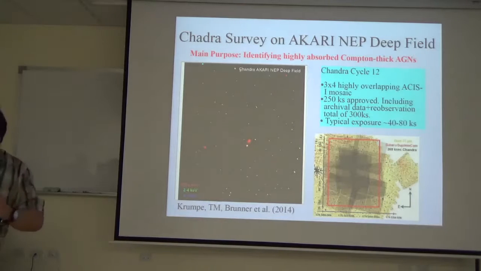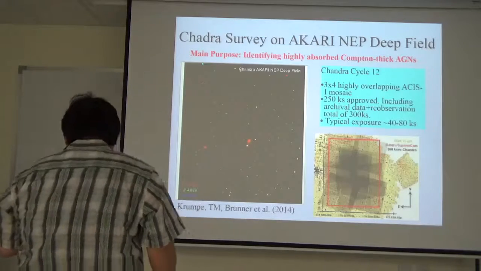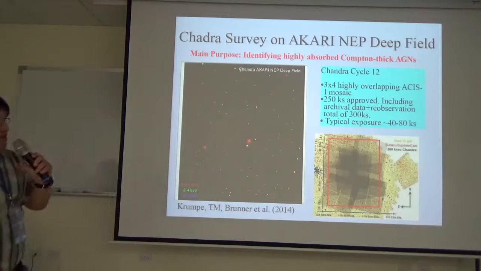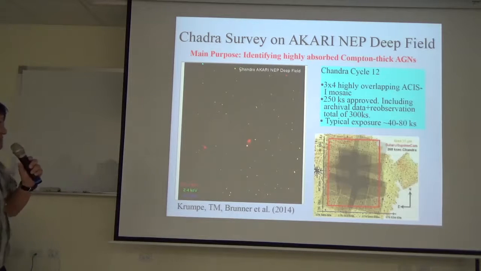Around 2012, we wrote a Chandra proposal for the Akari NEP field, and fortunately we got some time. This is a three-color-coded image of the entire Chandra data set on the Akari NEP field. This is more or less the exposure map of Chandra, which is designed to cover the Subaru Suprime-Cam field.